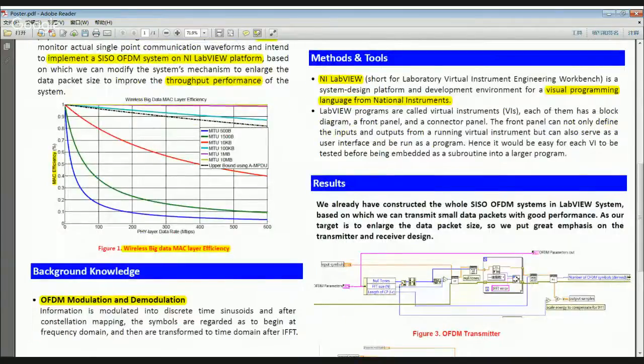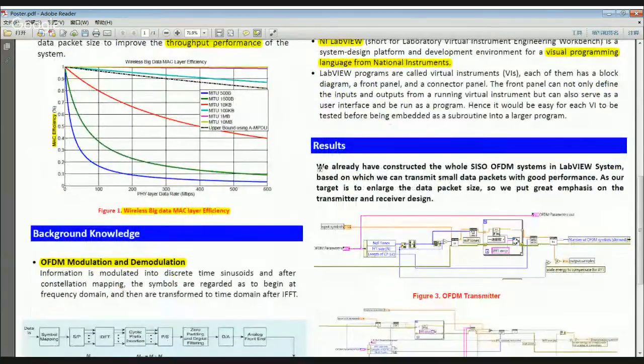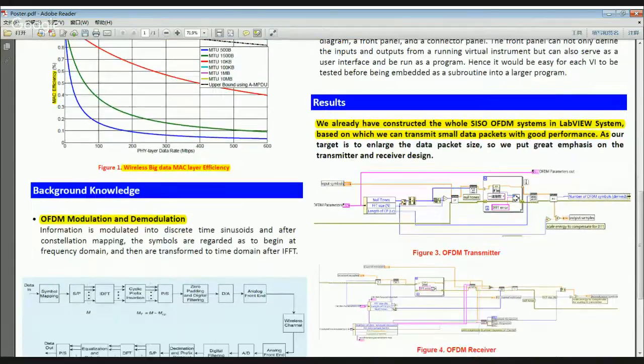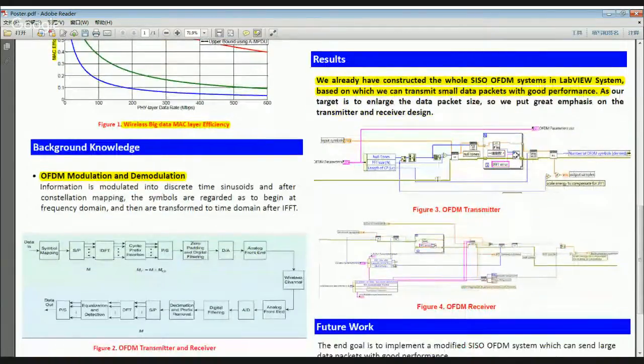So, what are the results of the first semester? Actually, we have already constructed the whole SISO OFDM system in LabVIEW, which can already transmit more data packets with good performance. These two graphs basically introduce some parts of our OFDM transmitter and receiver. These are samples of the LabVIEW program. We can have a look at that.